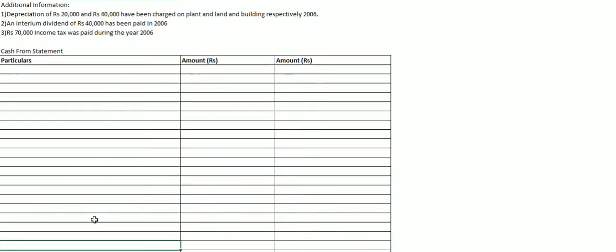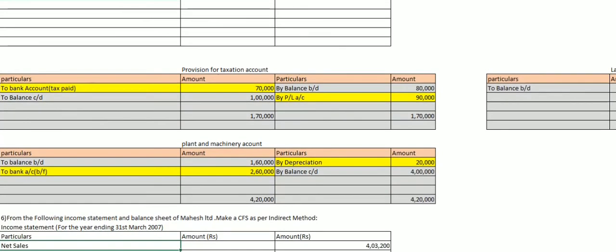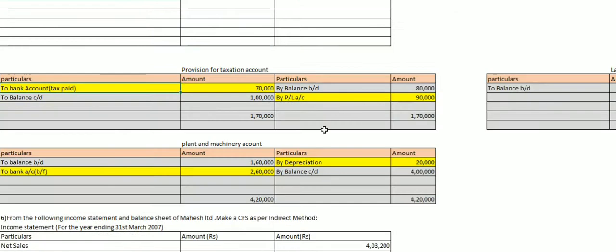So if you start with the question, I have already prepared the ledger accounts. So let's look into the ledger accounts. So your provision for taxation account, since we have the income tax as your adjustment, so provision for taxation account, you have the opening balance 80,000, closing balance 1 lakh. So by balance brought down, which is a credit balance. Since it is a liability, you will have a credit balance. So by balance brought down 80,000 and to balance carried down 1 lakh.